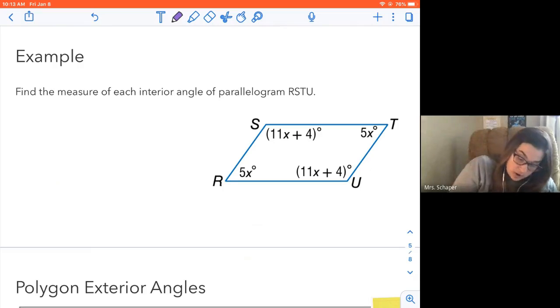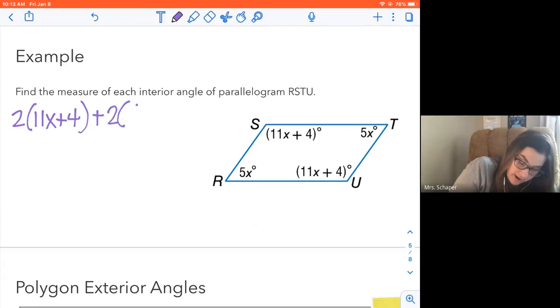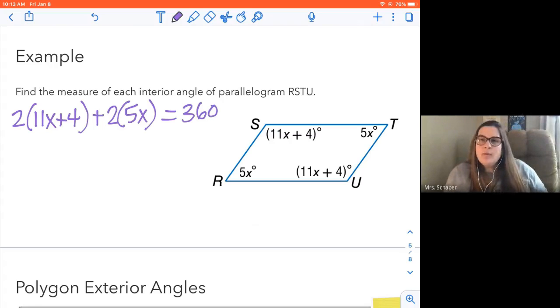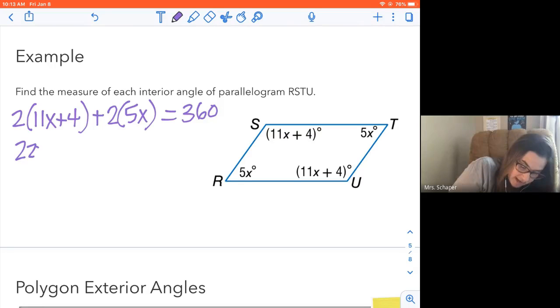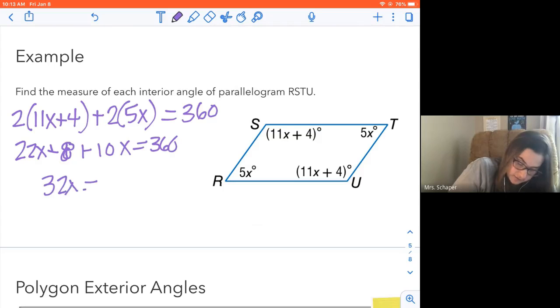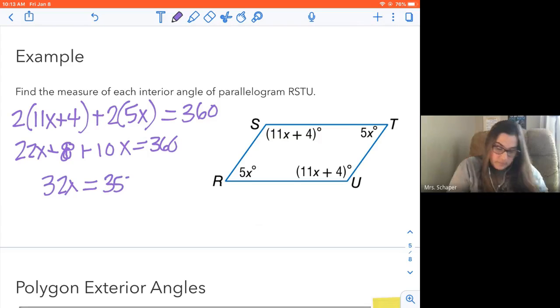Okay, so what we're going to do is add up all these sides. So 2 times the quantity 11x plus 4 plus 2 times the quantity 5x is going to get us to 360 degrees. And we solve this equation out. So 22x plus 8 plus 10x equals 360. I'm going to subtract 8 from both sides. So I have 32x is equal to 352.